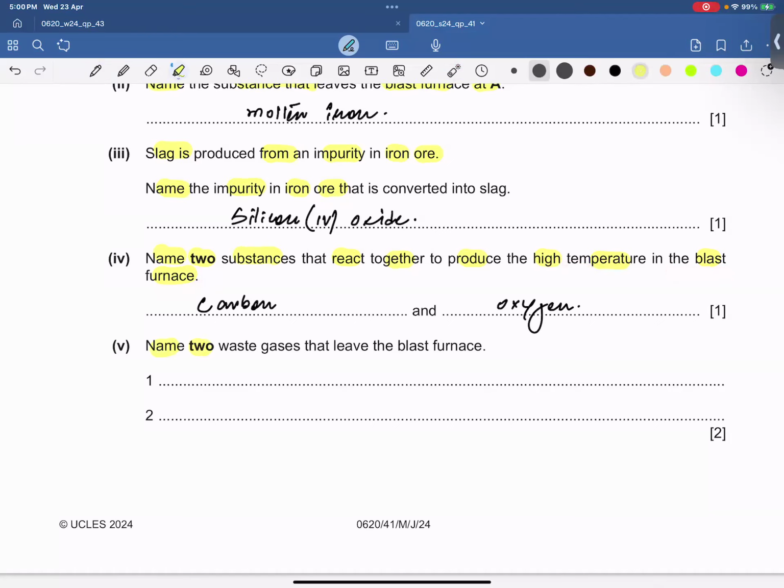Name two waste gases that leave the blast furnace. The first one is carbon dioxide. And obviously air contains argon also. So argon might be given off during the process. And air contains nitrogen also. So the third gas would be nitrogen. So any two from these three for this part, okay?